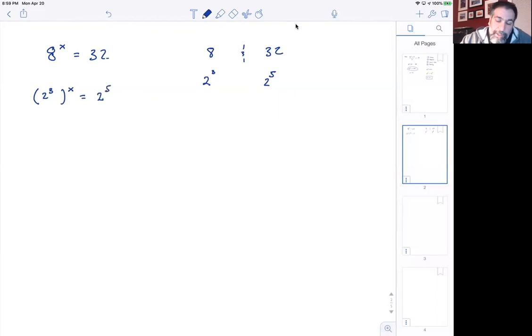Now, laws of exponents: if you have a raised to the b, all of that raised to the c, that becomes a to the b times c. So I can keep my base of 2 and multiply my 3 by my x.